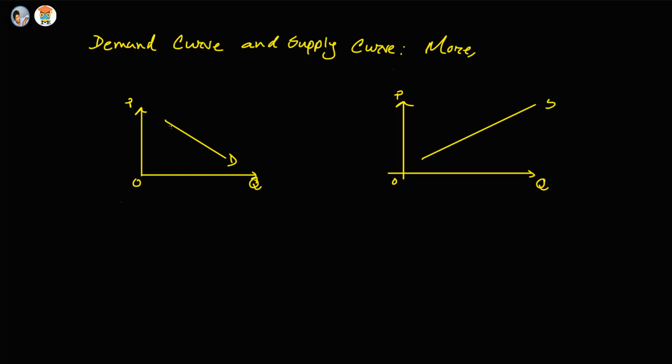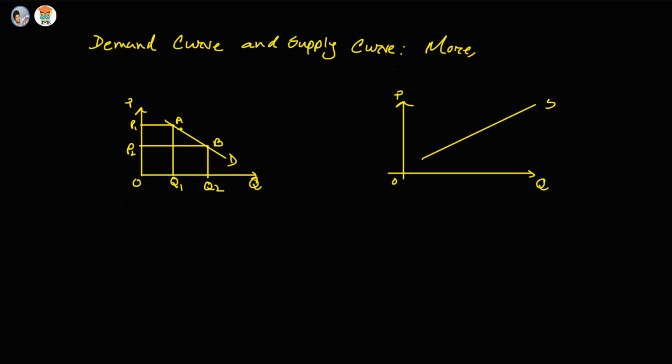Now what does this point of the demand curve show? With this point A, it shows that at this price, say P1, quantity demand is Q1. And what does this point B show? It shows that at price P2, quantity demand is Q2. Note that there are 2 points here, A and B.